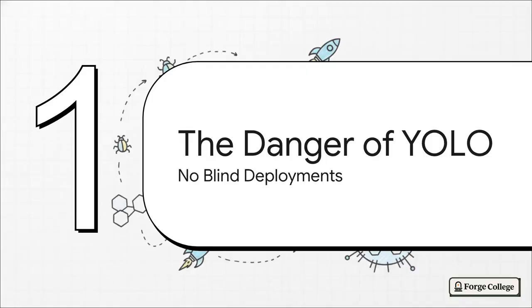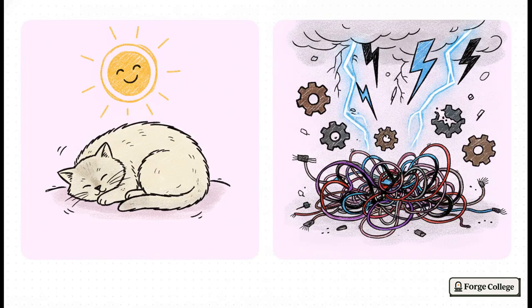So, let's talk about the absolute danger of the YOLO deploy. Basically, why we never, ever just deploy blindly. Look, writing great fallback and quorum logic, it's an incredible feeling. You sit there feeling like an absolute genius. But honestly, it's completely useless if your code just blows up on the launchpad the exact second it interacts with a live network.